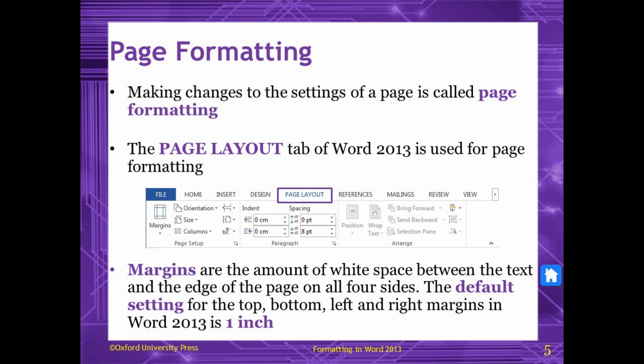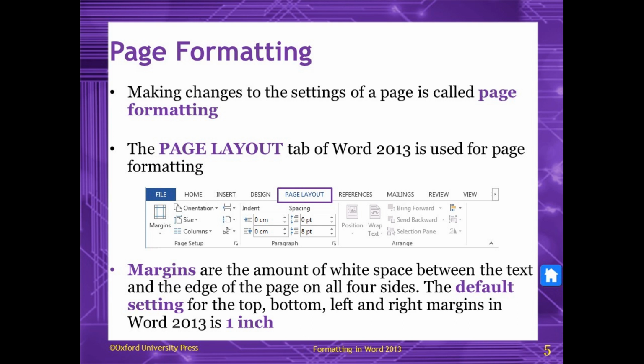By clicking the Page Layout tab, you can see there are some groups of commands called Page Setup, Paragraph, and Arrange. As you can see in the picture, at the very left side of the Page Layout options, there is a command known as Margins. Margins are the amount of white space between the text and the edge of the page on all four sides. The default settings of the top, bottom, left and right margins in Word 2013 are 1 inch.